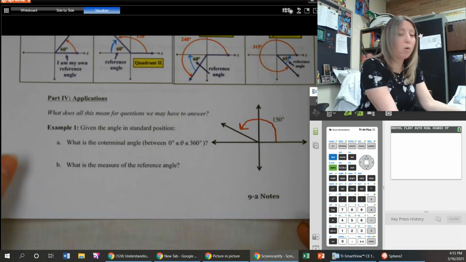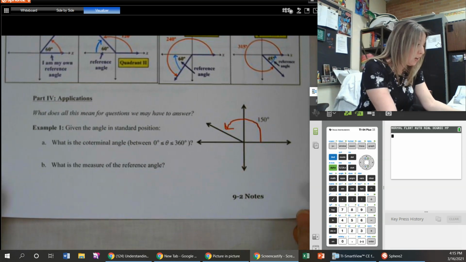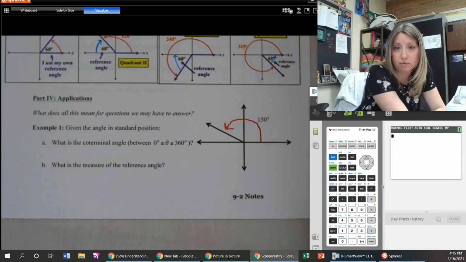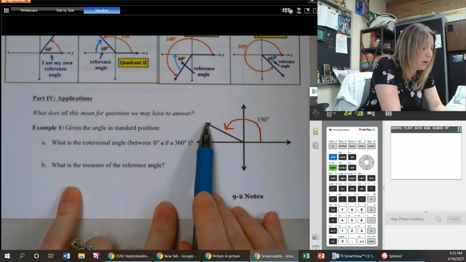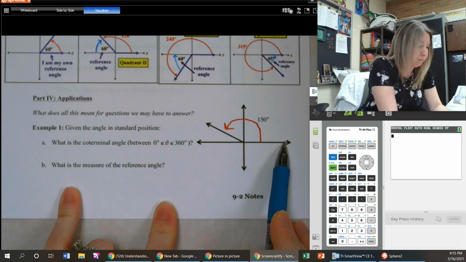Okay, what does this all mean for questions we may have to answer? Well, I'm going to give you an angle in standard position. Here it is, 150 degrees. This angle is in standard position because here's my terminal side, here's my initial side, the positive x-axis.